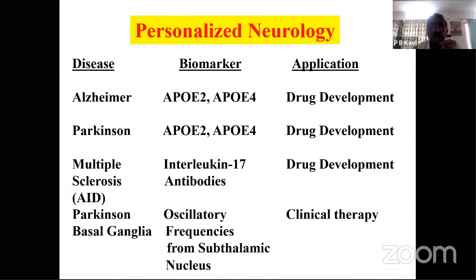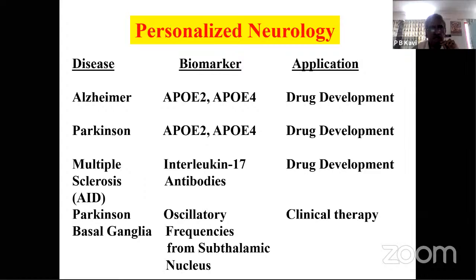Similarly, we have personalized neurology, or personalized medicines for neurological disorders. For example, biomarkers have been found for Alzheimer's disease, ApoE2 or ApoE4, and people have been trying to discover a particular drug. In the case of neurology, finding a particular drug appears to be very, very difficult. But why it is difficult, I'm not sure at the moment. But what I have read is it is not going to be easy to find a drug, especially for neurological disorders.